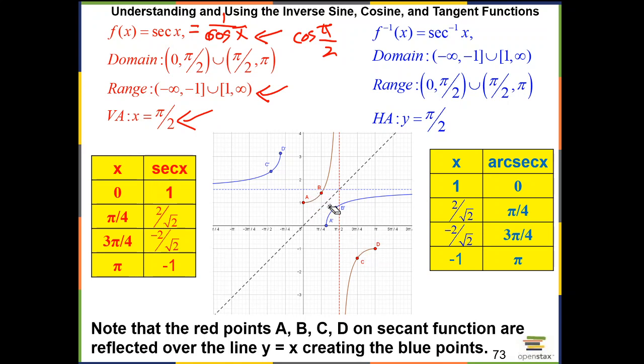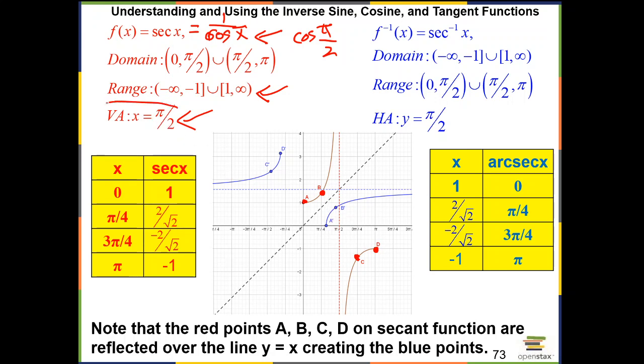That is one cycle of secant. Now we can put a bunch of points here, right? We can put this point, that point, maybe this point and this point. 4 points. And then switch x and y to find the points on arcsecant and graph them. I did that with the blue one. You can stop the video and make sure these actually are the points that are graphed here.